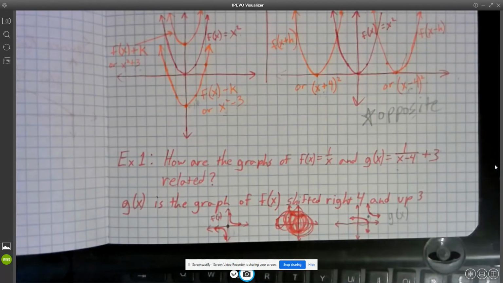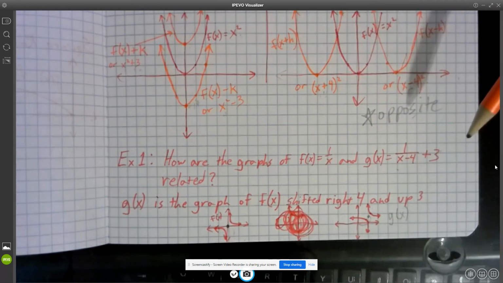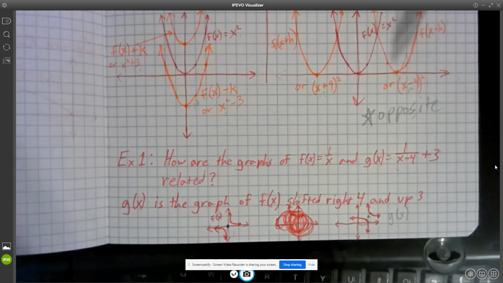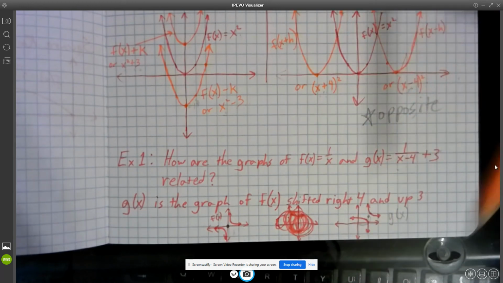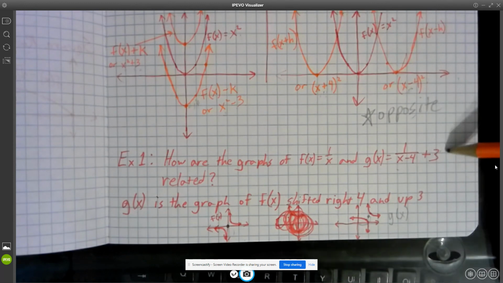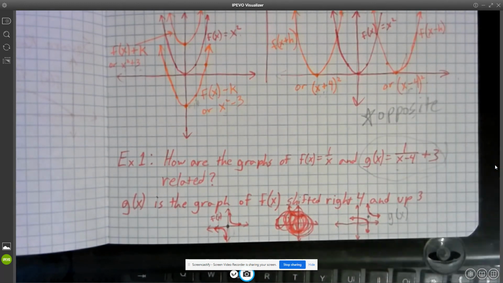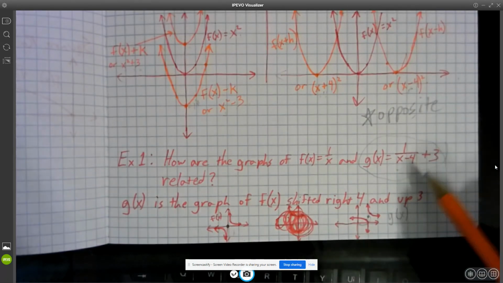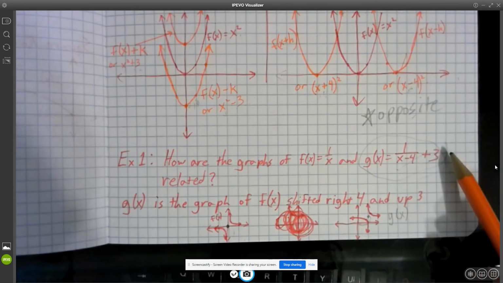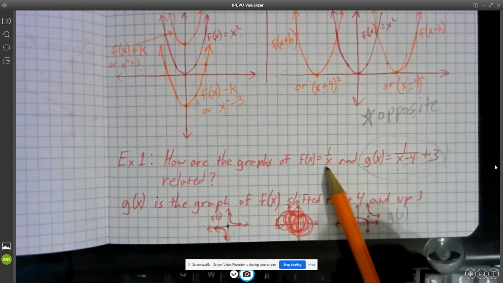All right, last thing here. How are the graphs of f of x equals 1 over x and g of x equals 1 over x minus 4 plus 3 related? So in your book, they're going to ask this a couple different ways. First thing I want to tell you is this. Suppose this is all they give you. If you need to know what the parent function is, just take out the numbers. If I take out the negative 4 and I take out the 3, what am I left with? I'm just left with 1 over x. So I know that 1 over x is my parent function.